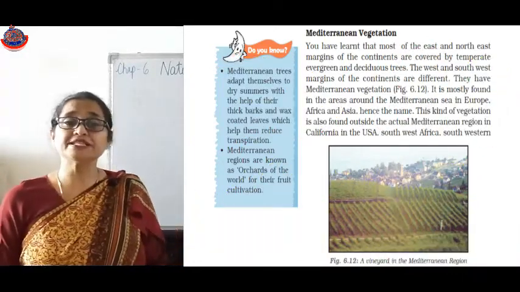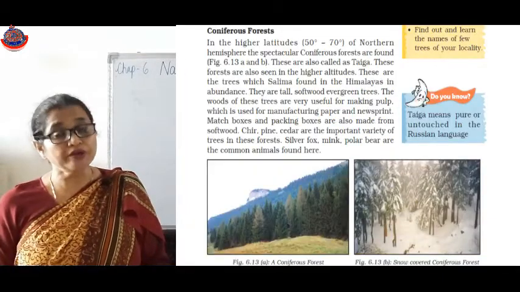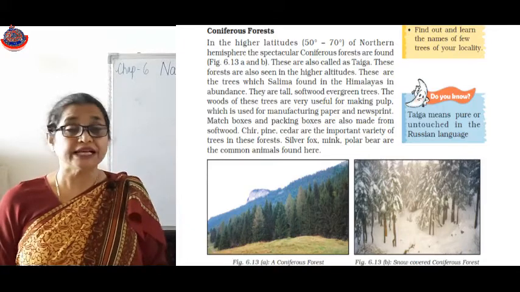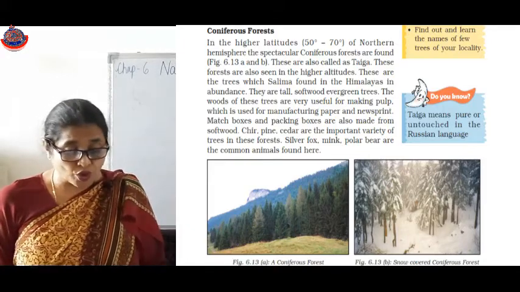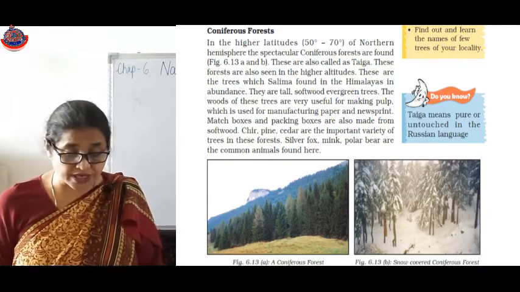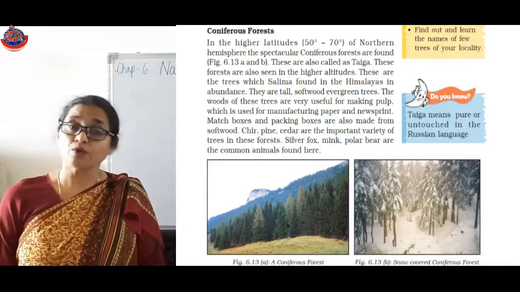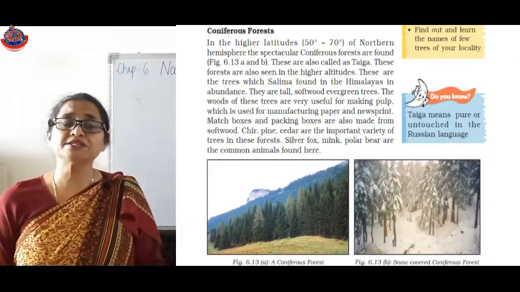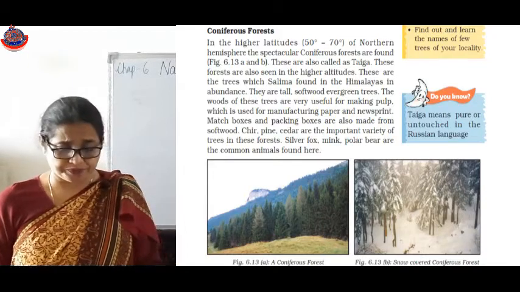Now after the Mediterranean vegetation, we are going to talk about the coniferous forests. In the higher latitudes, that is 50 degrees to 70 degrees of northern hemisphere, the spectacular coniferous forests are found. They are also called taiga. Now what is the meaning of taiga in Russian language? It means pure and maybe untouched.